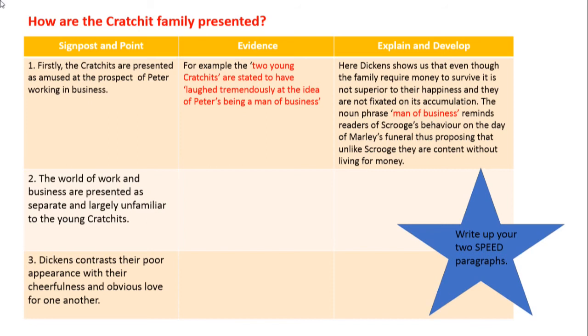I've just planned really for a paragraph on the Cratchits. So I've said here, my signpost on my point, firstly, the Cratchits are presented as amused at the prospect of Peter working in business. Now Peter is the oldest son of Mr. and Mrs. Cratchit, and he is readying himself for the world of work. So two of the younger siblings are stated to have laughed tremendously at the idea of Peter being a man of business. So here Peter's readying himself for the world of work, and the younger siblings find it quite amusing to see him being dressed up or preparing himself for that world.